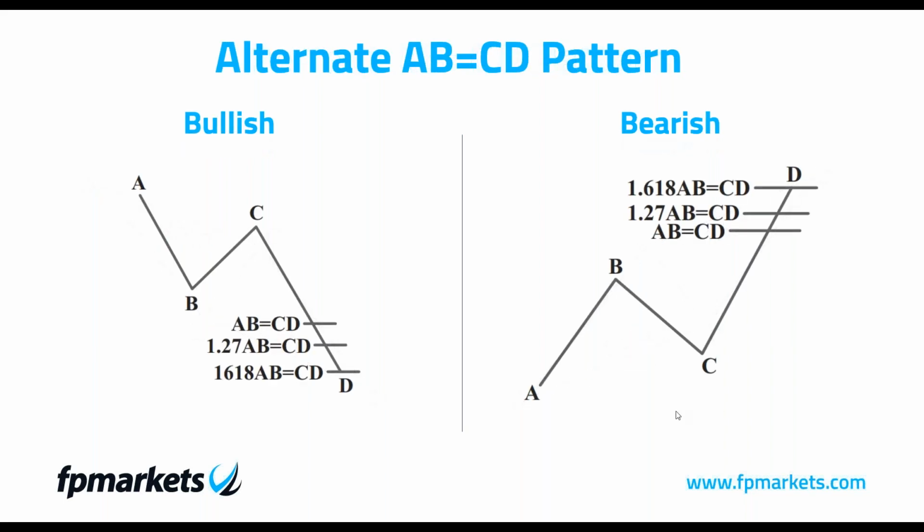Next up on the slide deck is the alternate AB equals CD pattern. This was originally coined by Carney himself, and all this really is, as you can see from the slide, is an extension to the traditional AB equals CD formation. The reason for this is that sometimes our AB equals CD formation's equal legs do not line up with our technical structure, and this is when the alternate AB equals CD pattern can step in.